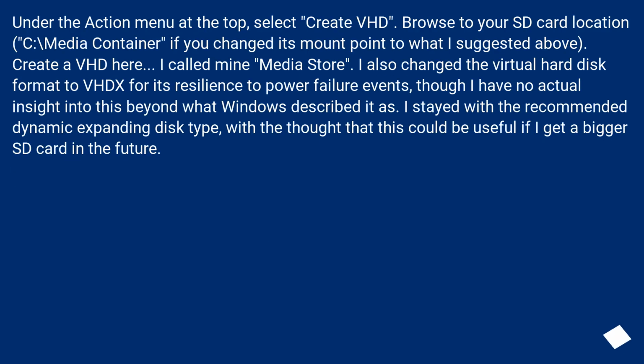Under the Action menu at the top, select Create VHD. Browse to your SD card location, C:\. Create a VHD here. I called mine Media Store. I also changed the virtual hard disk format to VHDX for its resilience to power failure events, though I have no actual insight into this beyond what Windows described it as. I stayed with the recommended dynamic expanding disk type, with the thought that this could be useful if I get a bigger SD card in the future.